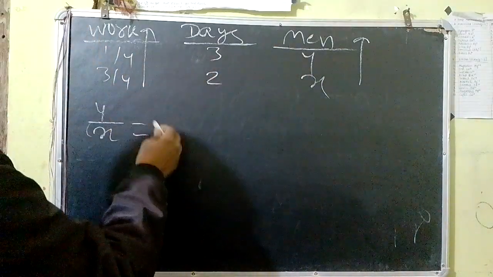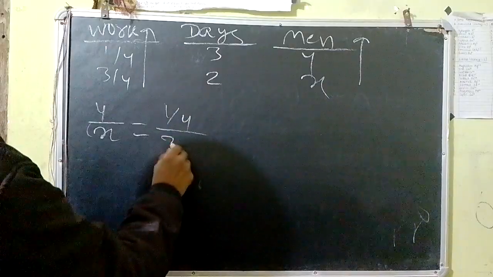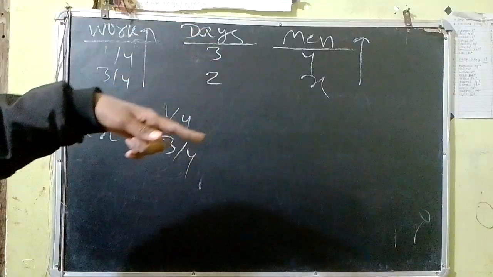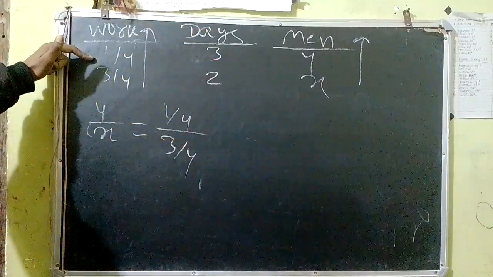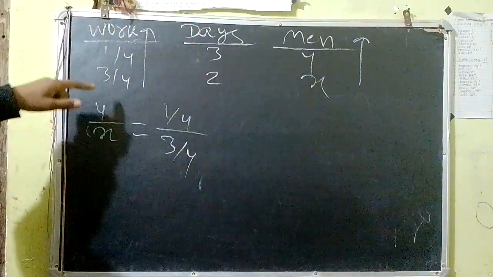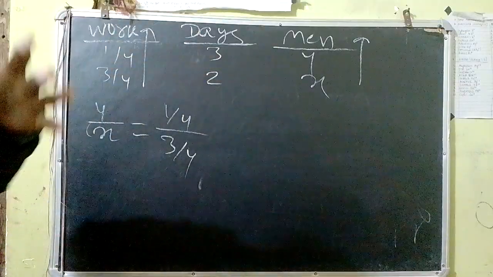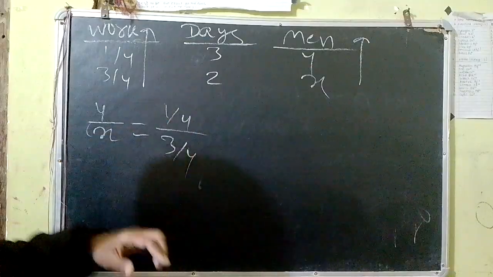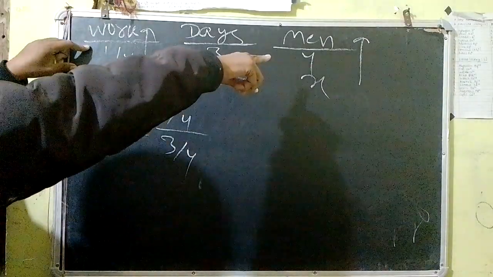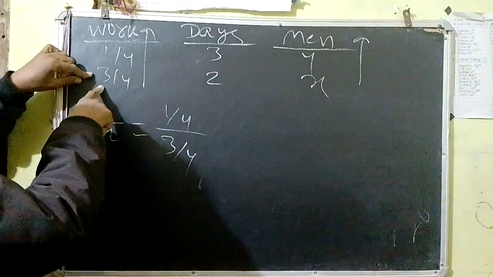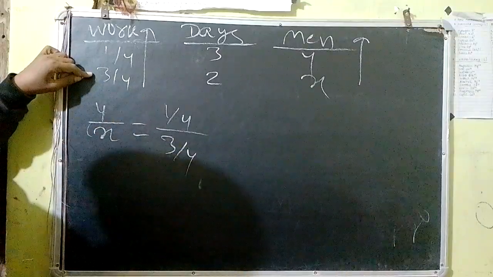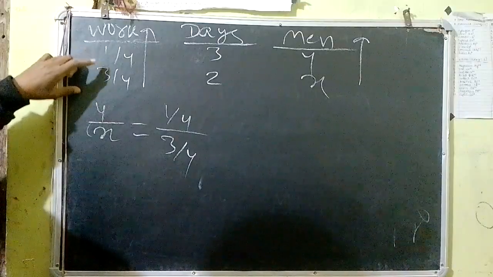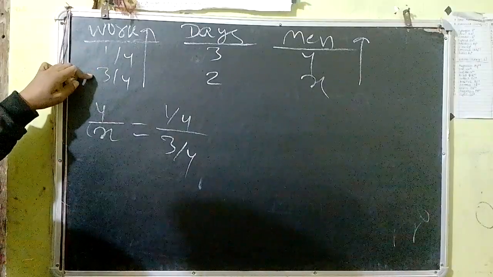So 4 over x will be equal to 1/4 over 3/4, if there were only these two things here, work and man. If 1/4 work is done by 4 men, then 3/4 work will be done by how many men? Then this will be just the linear relationship, you have to multiply by 3. If 1/4 work is done by 4 men, then 3/4 work will be done by 12 men. It's simple. Does that make sense?